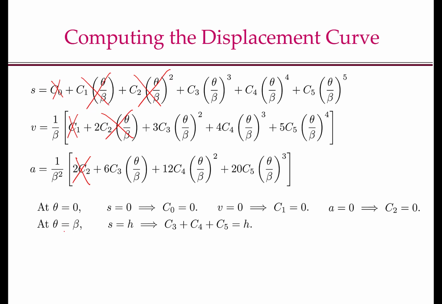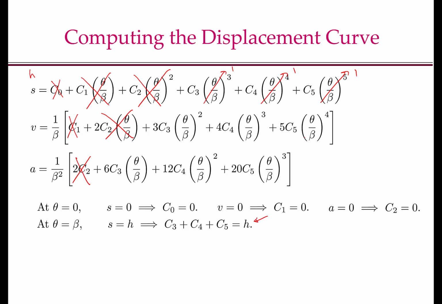At theta equal to beta, S equal to H. So when theta equal to beta, this is 1, this is 1, and this is 1. So on the right hand side, I have C3 plus C4 plus C5. And on the left hand side, I have S equal to H. So I get this equation.